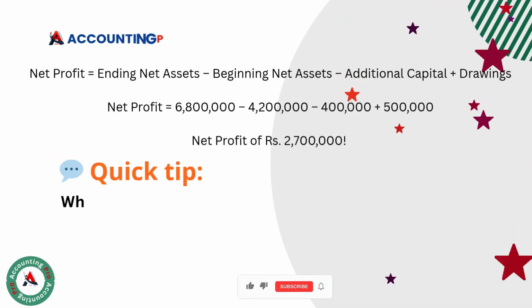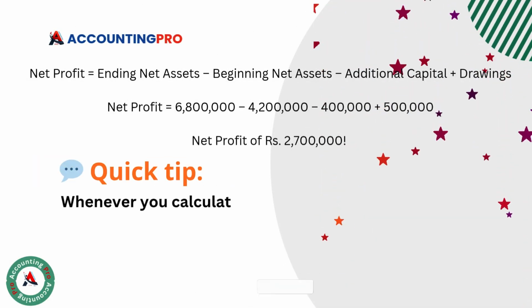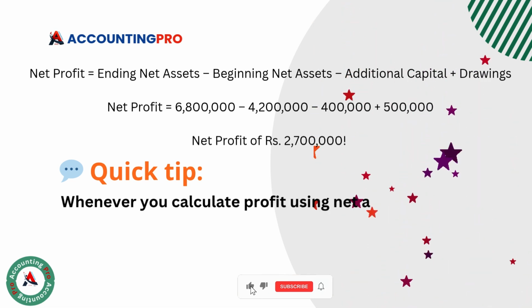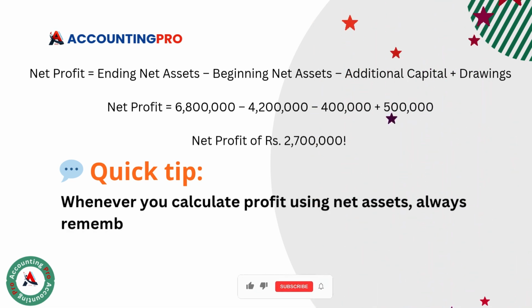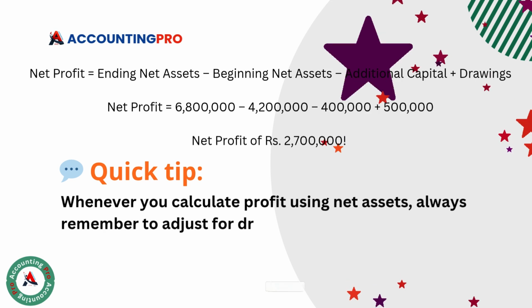2,700,000. Quick tip: whenever you calculate profit using net assets, always remember to adjust for drawings and additional capital. It keeps your results accurate and professional.